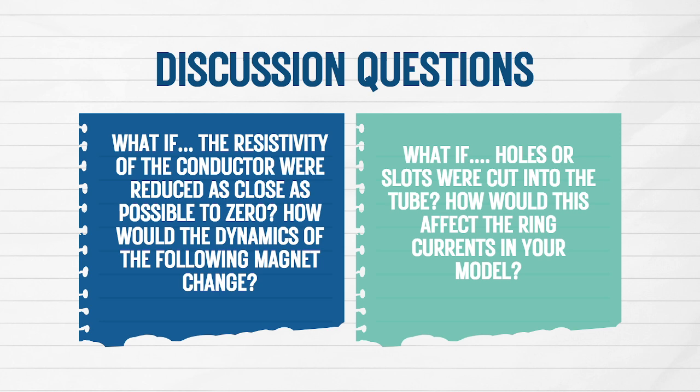As for the second question, what if holes or slots were cut into the tube? How would this affect the ring currents in your model? It would practically make things inconsistent, so the magnet is more likely to just fall off to the sides a bit more.